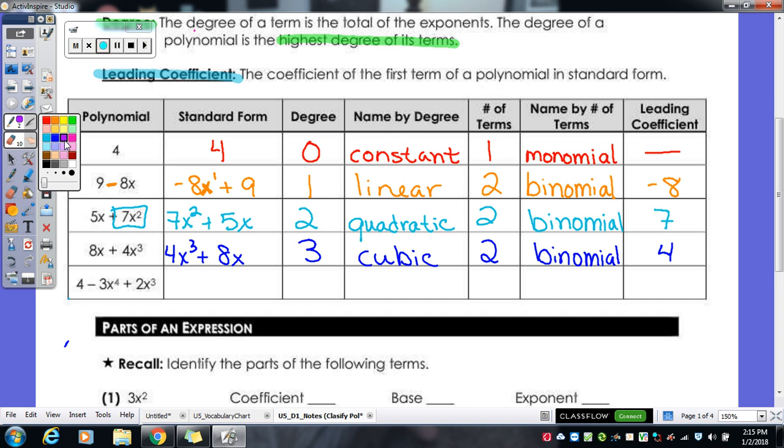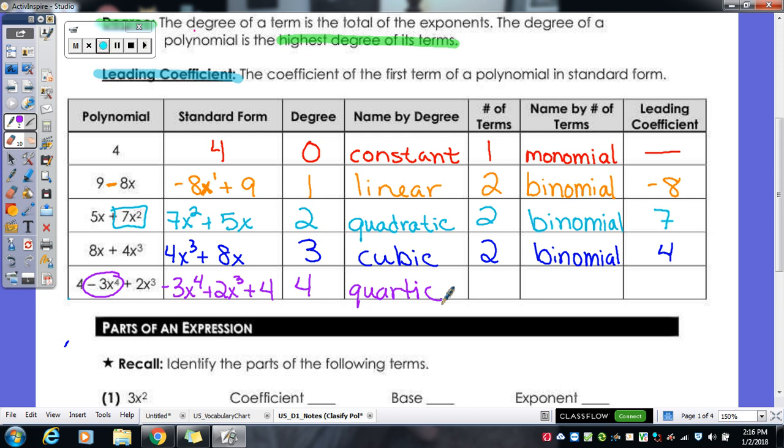So then our last one in our table, which term should be going first? Very good. Negative 3x to the fourth. Which one should be going next? 2x to the third. And then our fourth. So we got it in standard form. What degree would this one be? Fourth. Which makes this a quartic. Fourth degree is what we call a quartic.